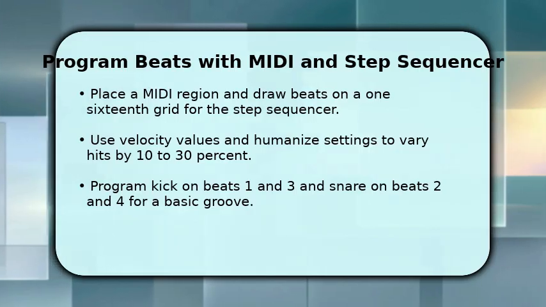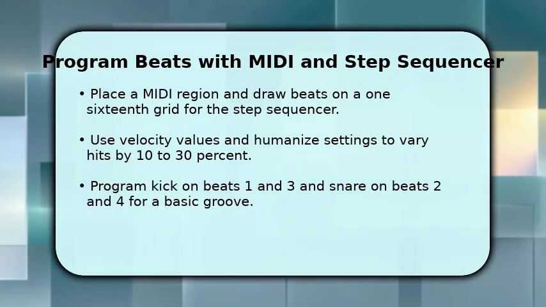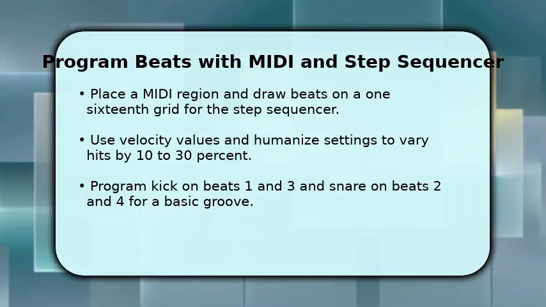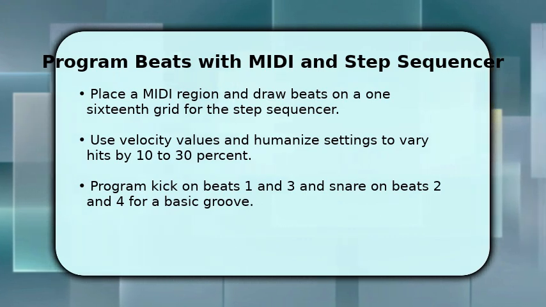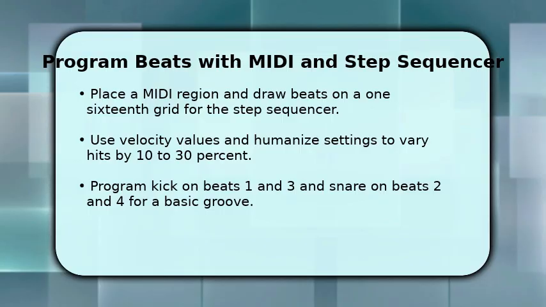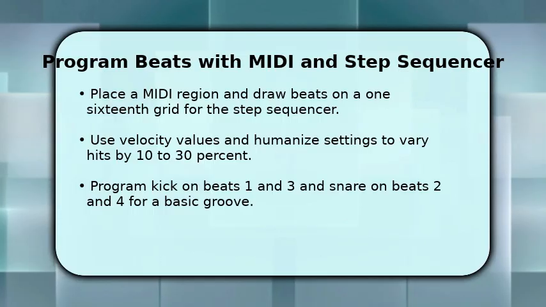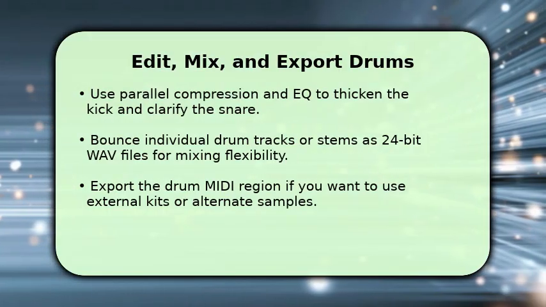Use velocity values to control dynamics and apply humanize settings between 10 and 30% for natural variation. Add swing by adjusting the groove slider and use the note repeat for rapid rolls and ghost notes. Layer samples or replace individual hits in Drum Machine Designer to refine your drum timbre.